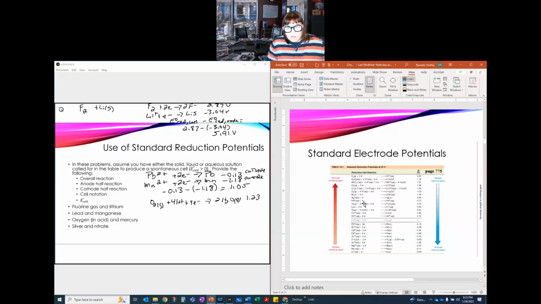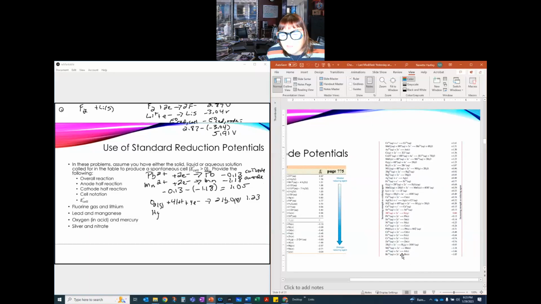So it's right there. Right there. And mercury, which is Hg. So I see Hg. Find Hg. It's got to be in this list. It's up there, maybe over here. Of course, I went up. I see.